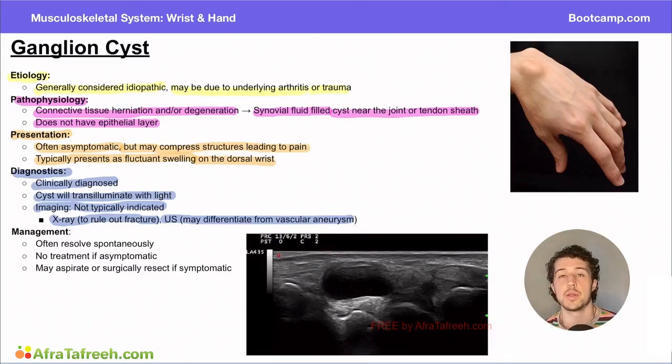So again, comparing this to other differentials, the epithelial layer will distinguish this from something like an epidermoid cyst, which does have a squamous epithelial layer.